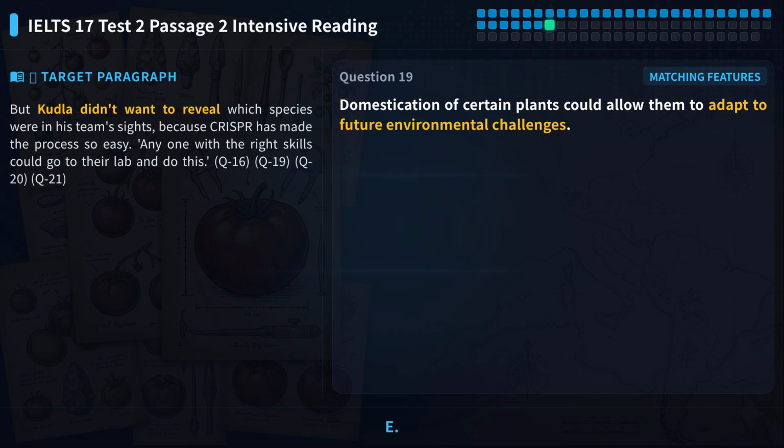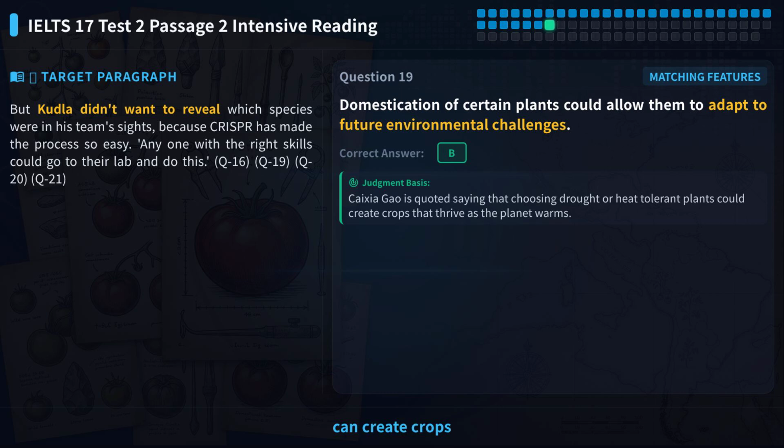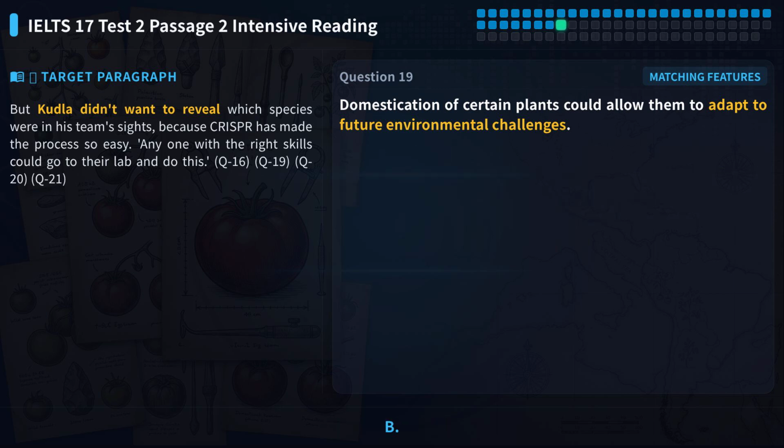Look at paragraph E. Gao says choosing drought or heat-tolerant wild plants can create crops that thrive when the planet warms. This matches the question perfectly. So the answer to question 19 is B.